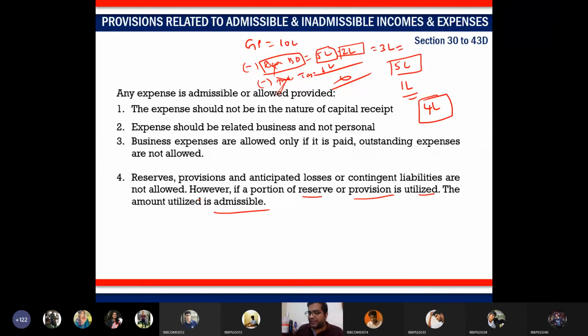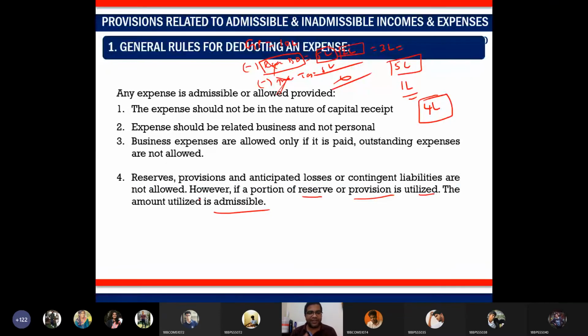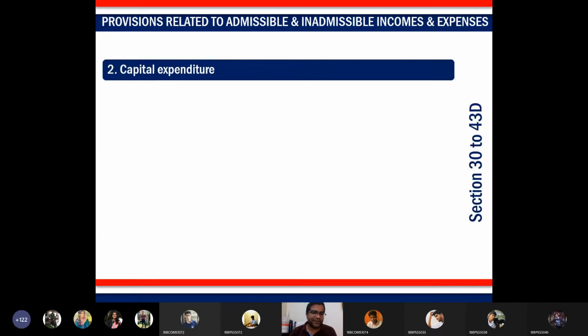So these are the first 4 important rules which you have to remember to decide whether to consider an expense as admissible or inadmissible expense. So this is very important. Now let's discuss some of the other provisions. This is the first point, general rules for deducting an expense. Now let's move to point number 2 and the other points.